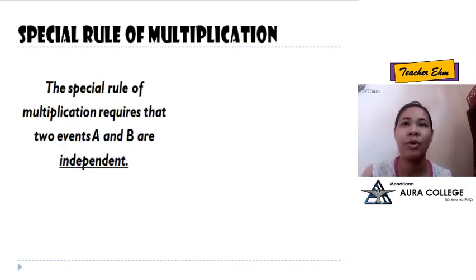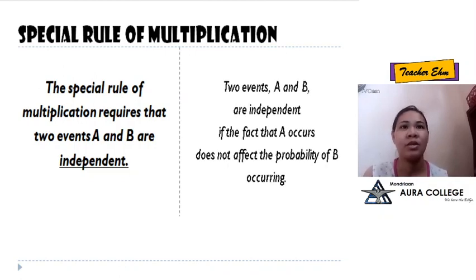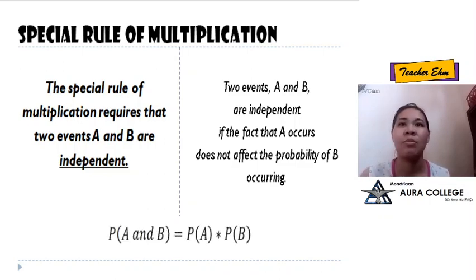Special rule of multiplication. The special rule of multiplication requires that two events A and B are independent. Two events A and B are independent if the fact that A occurs does not affect the probability of B occurring. So hindi naapektuhan yung isang event kung gagawin ko tong event na isa. The formula: probability of getting A and B is equal to probability of A multiplied by probability of B.